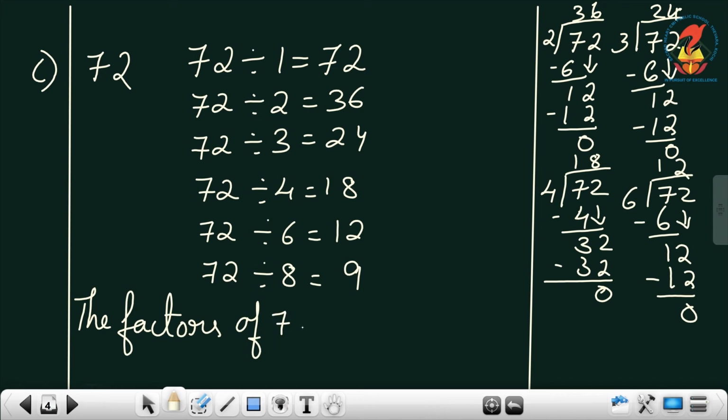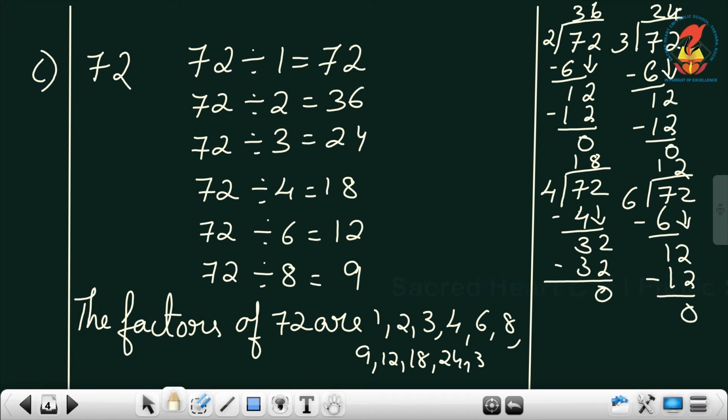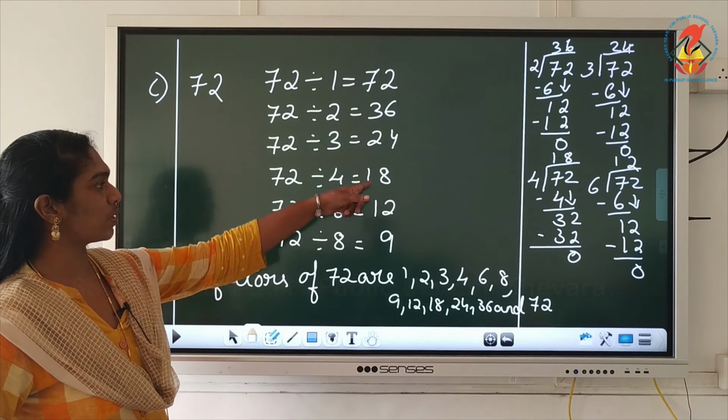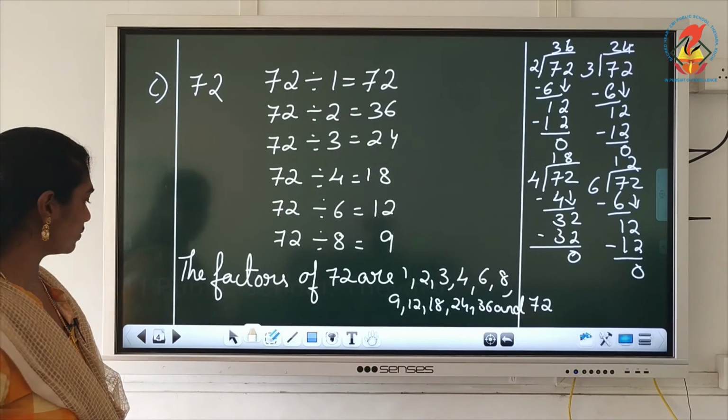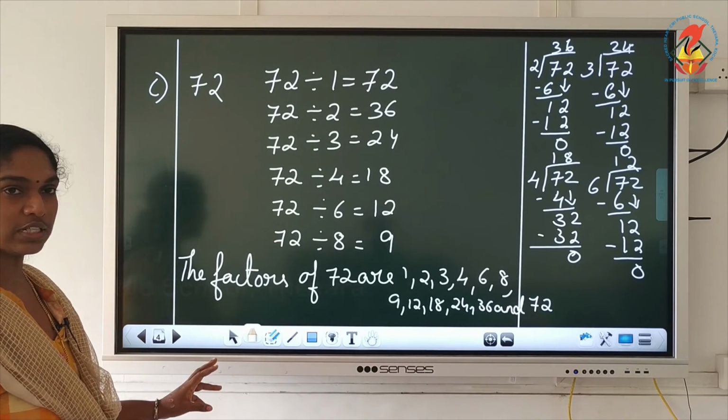So write down the factors of 72. There are many factors: 1, 2, 3, 4, then you have 6, 8, then you have 9, 12, 18, 24, 36 and 72. Okay. 1, 2, 3, 4, 6, 8, 9, 12, 18, 24, 36 and 72. Clear children? So this is division method.